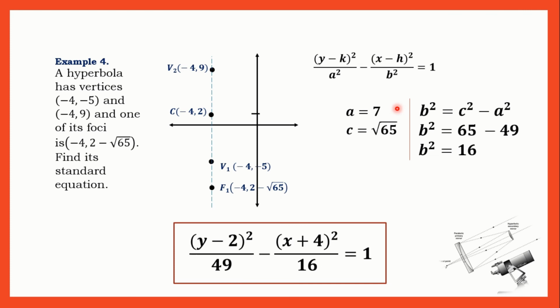Using the values a equals 7 and c equals the square root of 65, and the equation b squared equals c squared minus a squared, we can solve for b squared, and we have b squared equals 16. Therefore, the standard form of the equation of the hyperbola is the square of the quantity y minus 2 over 49 minus the square of the quantity x plus 4 over 16 equals 1.